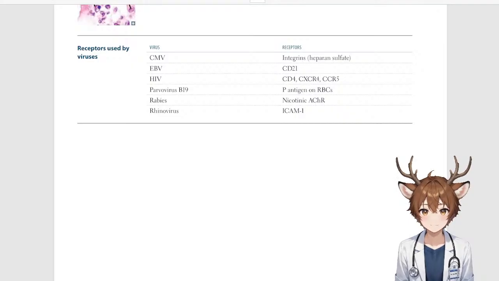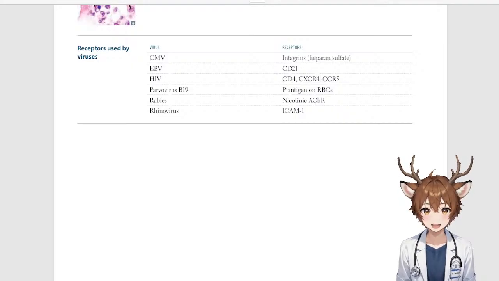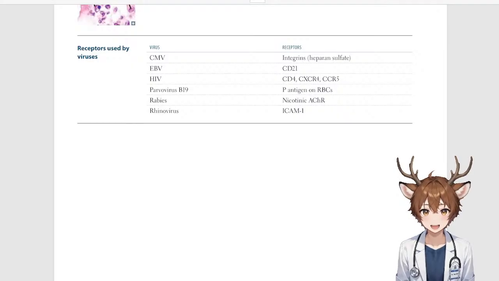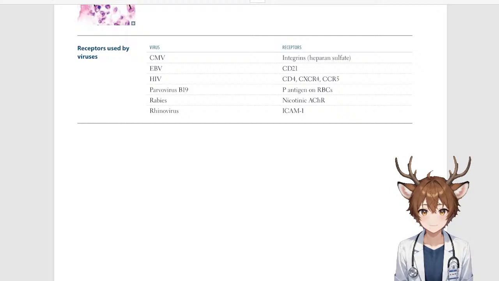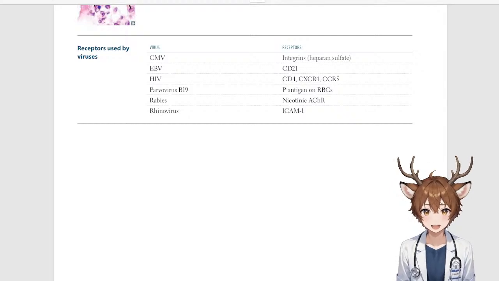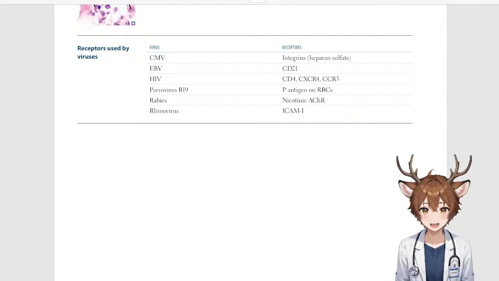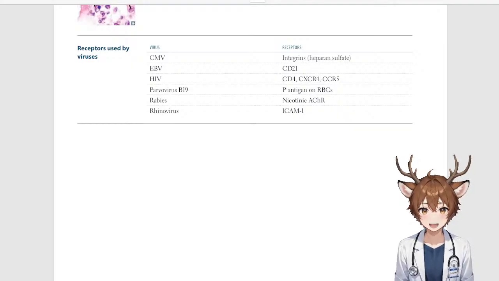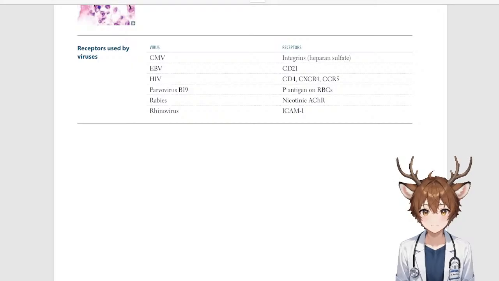What about parvovirus B19? P antigen on RBCs. Rabies attaches to the nicotinic acetylcholine receptor. Rhinovirus attaches to ICAM-1. I came to see the rhino. Okay, sure, you could say I used a camera to take a picture of a rhino. Whatever floats your boat. ICAM-1. And SARS-CoV-2 attaches to ACE2.